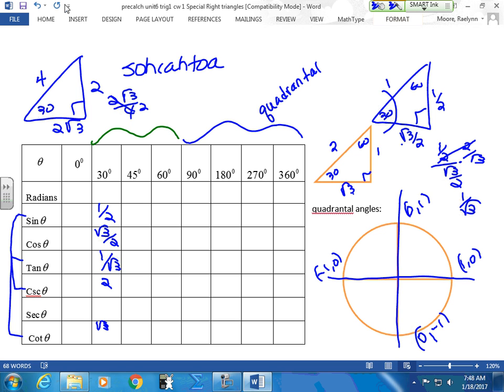Cosine is your secant. Take that one, flip it over. 2 over radical 3. Okay with you guys? Right? You don't have to rationalize. Leave them unrationalized. All right, now, 60. All we're doing is changing your frame of reference. This is now my opposite. This is now my adjacent. This is my opposite. This is my adjacent.